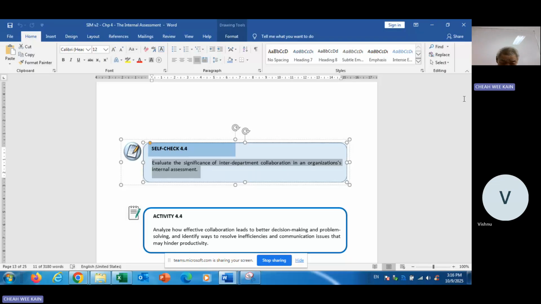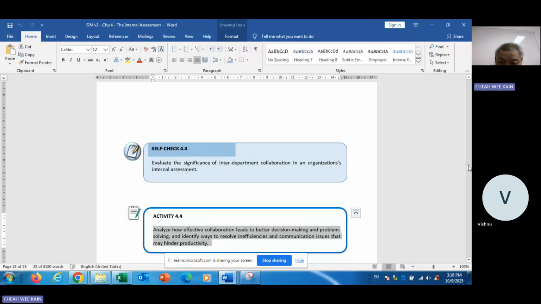Okay. So what I want you to do is analyze how effective collaboration leads to better decision making and problem solving. Okay, first, we can give an example. When something is not very clear, some problem is in between departments. Let's say, for example, it can be the HR department or production. This problem is not 100% HR and not 100% production. It's somewhere in the center. So you have to bring the parties together and then come out with a mutually agreeable solution. That's what it is. Okay.